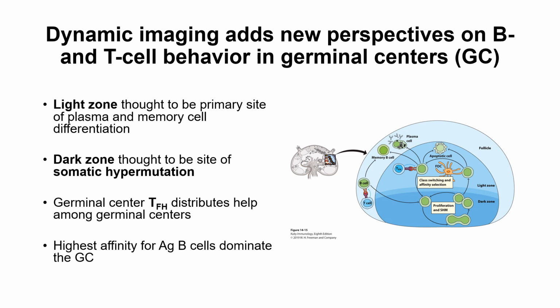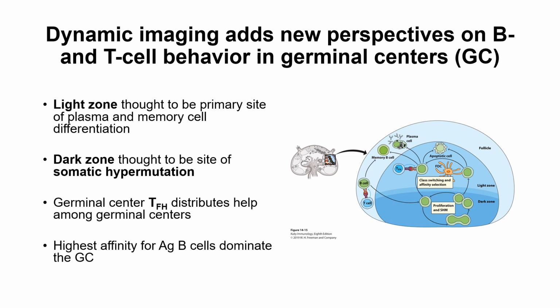So when we think about what should be going on in the germinal center, you've got the light zone, where we think the class switching primarily goes on, along with memory cell differentiation and the formation of plasma cells. And then in the dark zone, you've got somatic hypermutation, and you've also got the affinity maturation that is thought to occur in the germinal center as well. So this is that process of remutating that B cell receptor after it's been formed to try to come up with an even stronger antigen match.